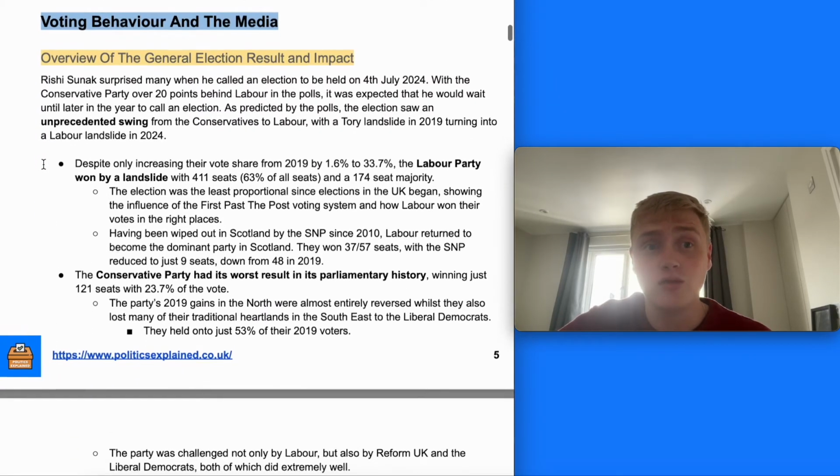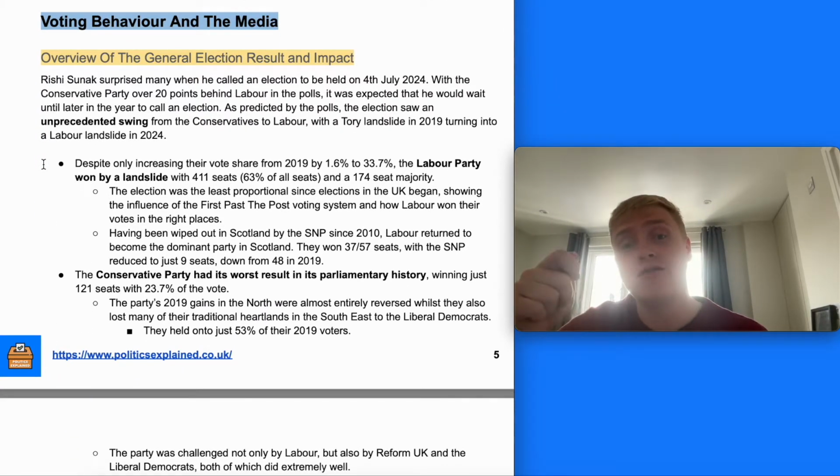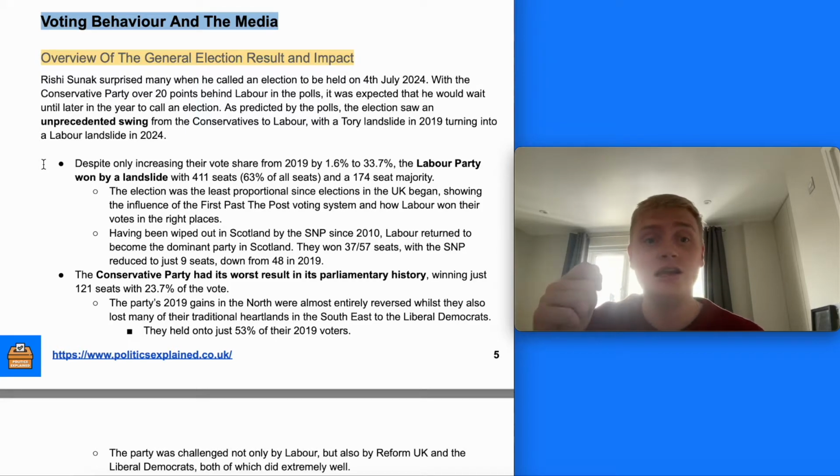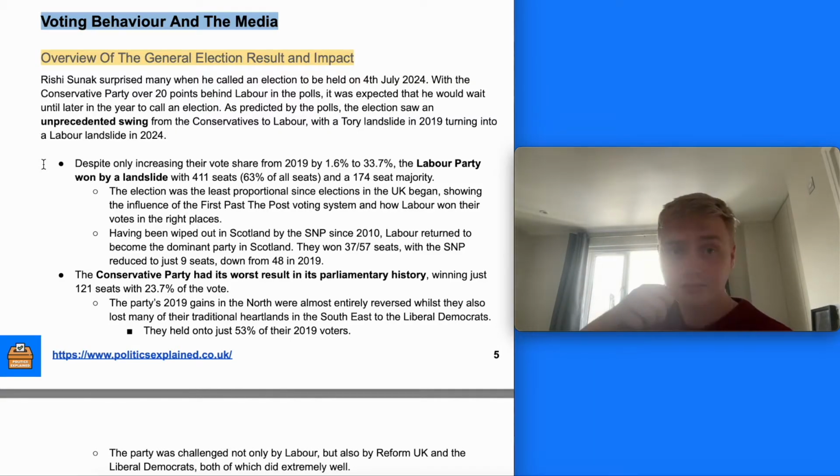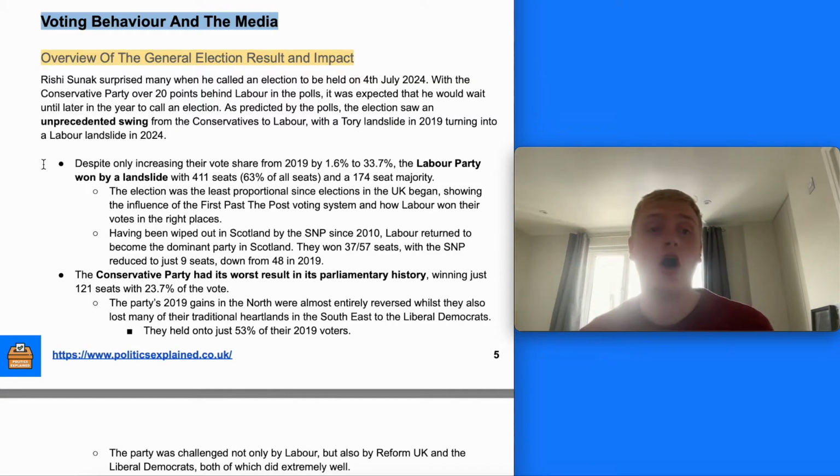So that's electoral systems. What we're going to have a look at now is go over to the voting behaviour in the media topic, and crucially looking at the 2024 election as a case study and the key reasons for the result. So, starting off by having a look at an overview of the general election result and its impact.